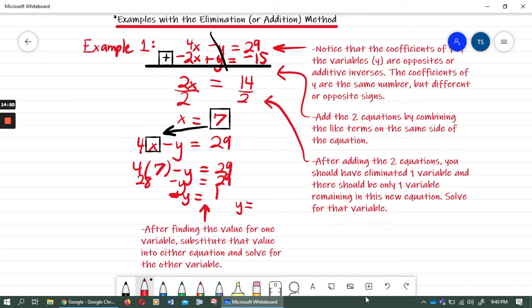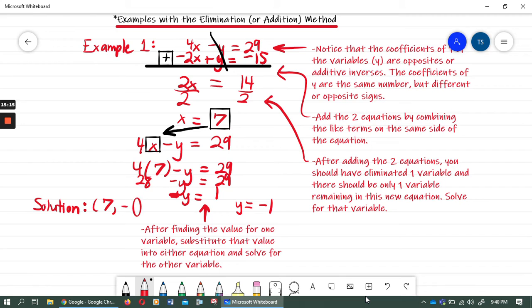Anyway, y winds up being -1 here, and the solution here, because we need to write it out as an ordered pair, the solution for this particular system of equations is the ordered pair 7, -1.